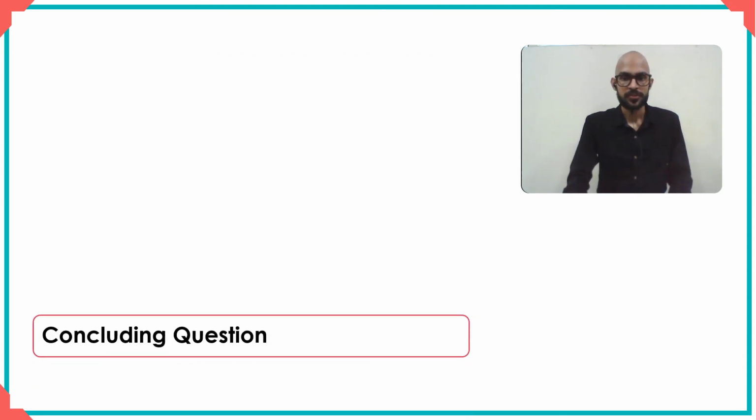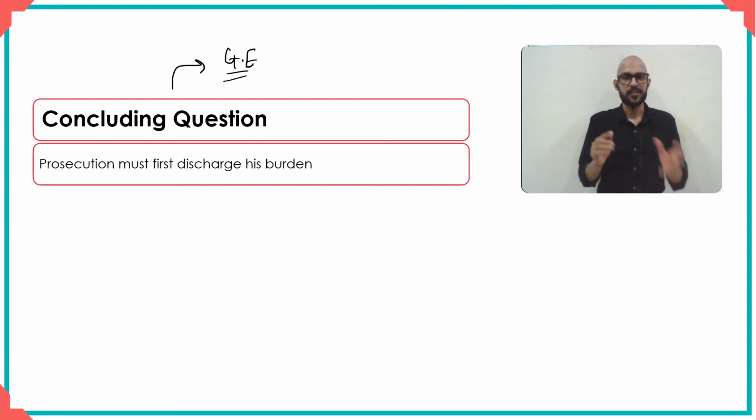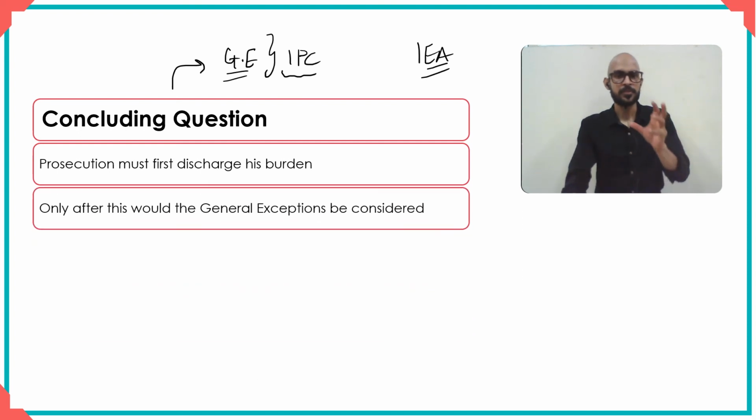As usual, we shall conclude with a little question. Now, we just saw that the prosecution is first required to discharge its burden, right? And now I'll ask you a little question relating to the general exceptions. We just saw that the plea of alibi in some ways resembles the general exceptions, right? Although it is not. We saw that the general exceptions are given in the IPC, and the plea of alibi is merely a rule of evidence that is given in the Indian Evidence Act, right? But some of the principles are similar.